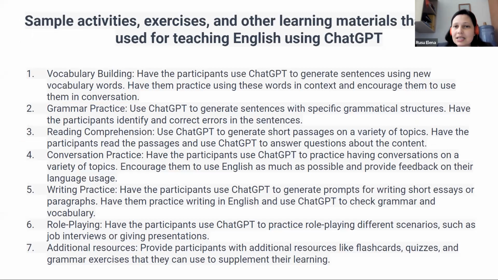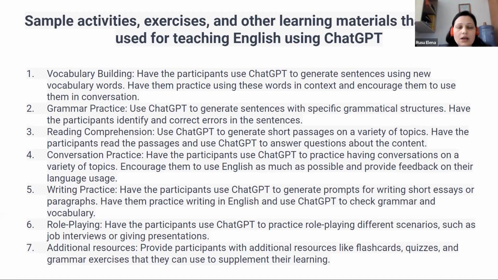Some sample activities and other learning materials that can be used for teaching English with the help of ChatGPT. First of all, students can learn vocabulary, how to build a vocabulary. We can create different activities with the use of ChatGPT, where the students will generate sentences using vocabulary words, we can have them practicing using these words in the context, and we can encourage them to use the words in the conversation.